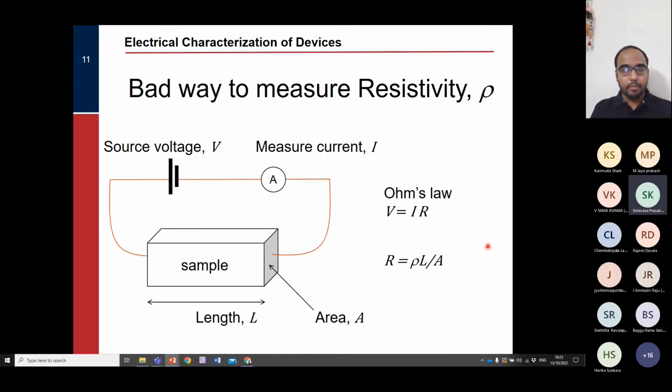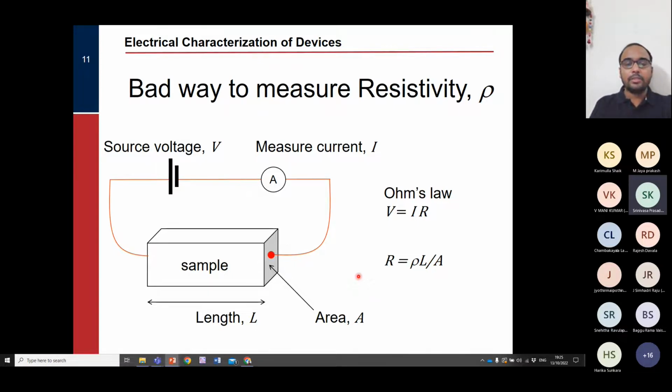Now, if I want to do the measurement, then commonly what is done is that we connect the sample to a source voltage and then we measure the current. So that is the most common method. Now, whether this method is good or bad, we'll look at. Most commonly, we'll say that this is not a very good way of measuring resistivity.